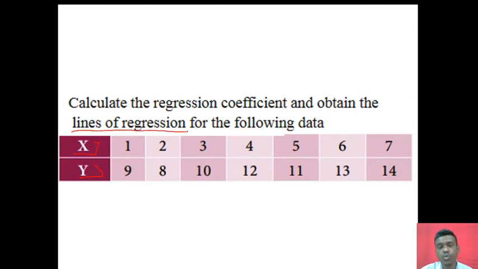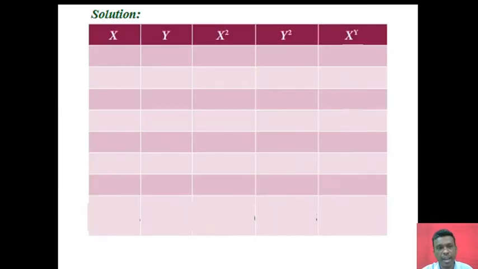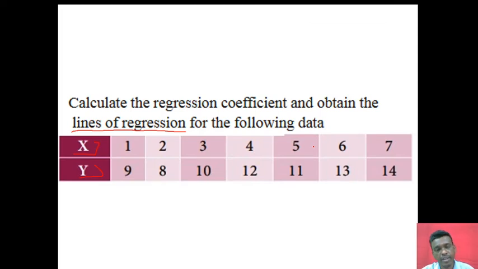So lines means two lines. Okay, so you have to find both the regression coefficients as well as both the lines of regression for the following data. And also you have to find out the value of x when y is equal to 20 and find the value of y when x is equal to 10. So this is what you have to find out.